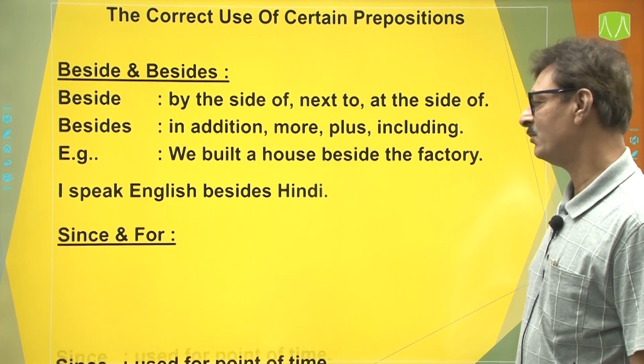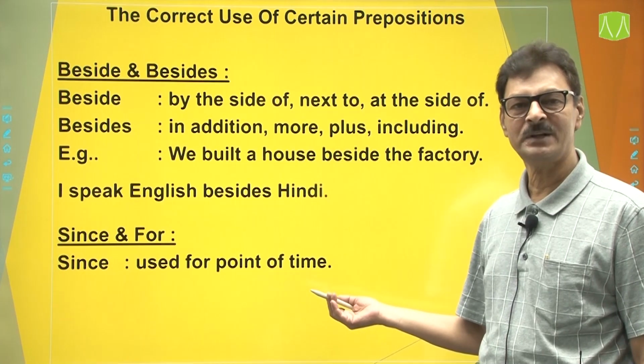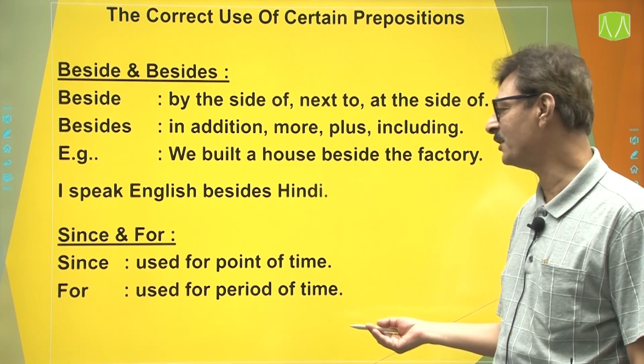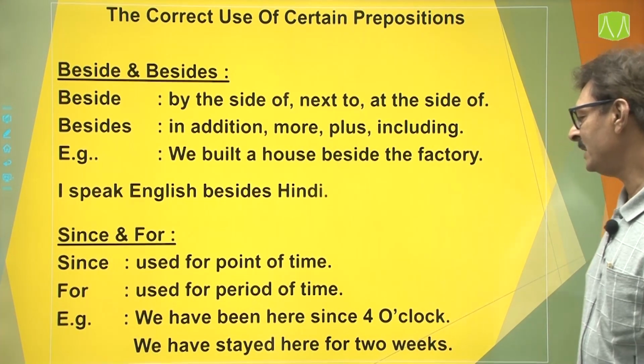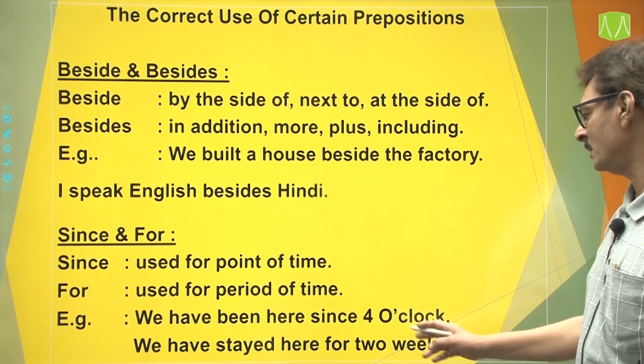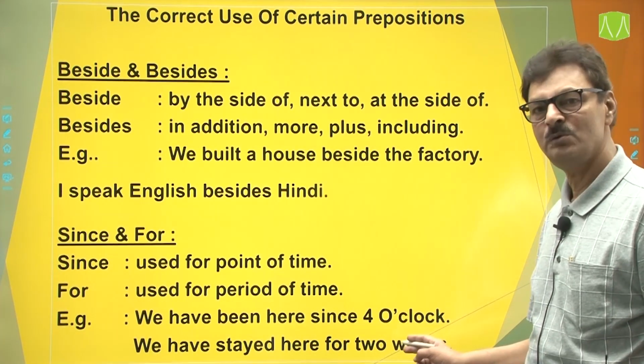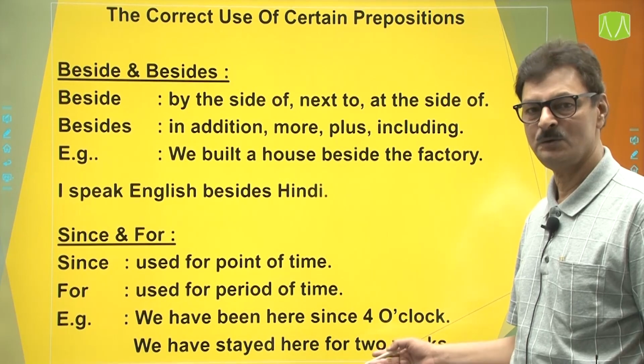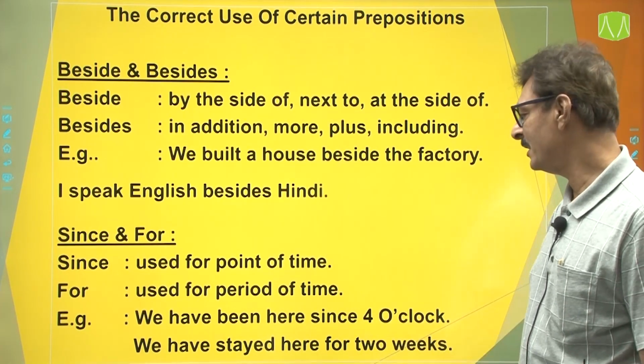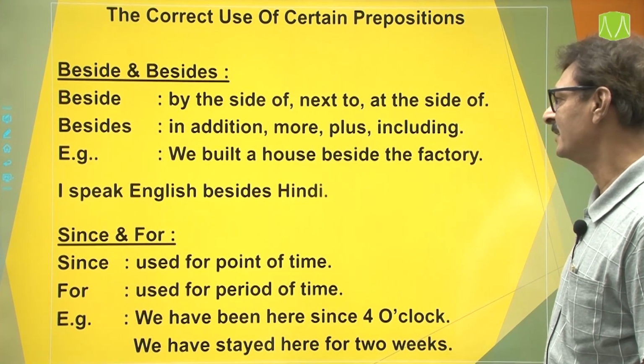Next, since and for. Since is used for point of time and for is used for period of time. We have been here since 4 o'clock. We have stayed here for 2 weeks. है ना, हो गया करीब 2 हफ्ते हमको साथ में. We have stayed here for 2 weeks.